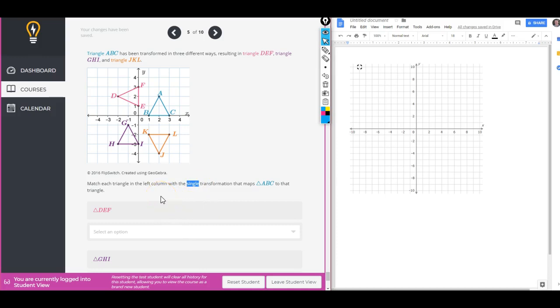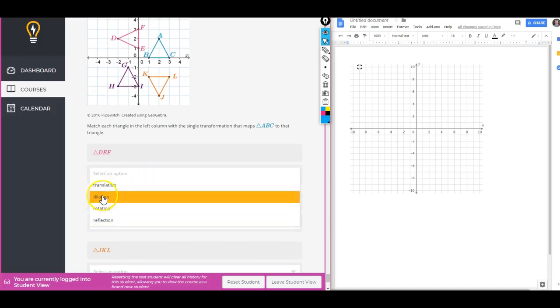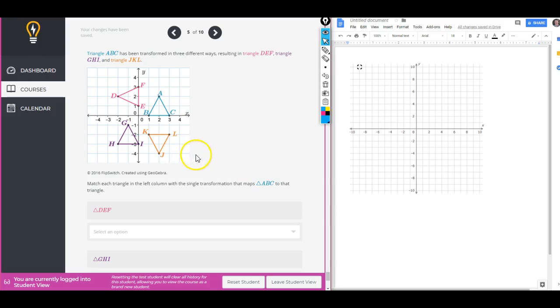It's either going to be a rotation, a translation, a reflection, a dilation. So it's going to be one of those options. And the way that I'm going to do this is I'm automatically going to eliminate dilation, because dilation means that the image became bigger or smaller.